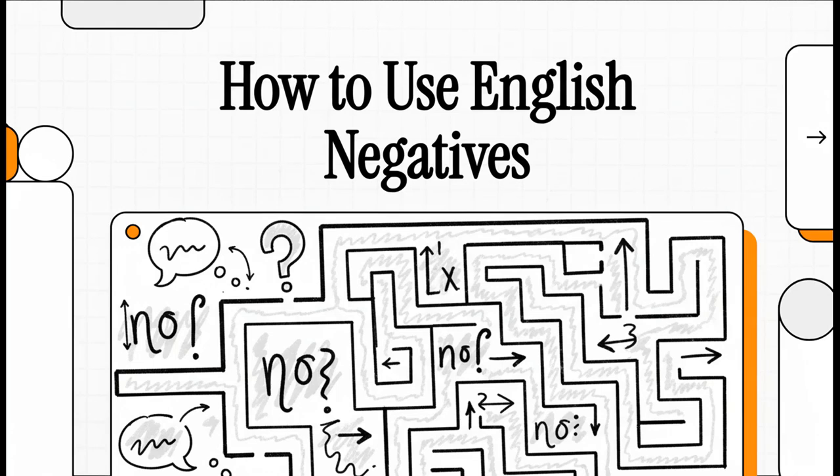Ever feel like English negatives are a total maze? You've got no, not, don't, doesn't, and it's so easy to get them mixed up. It's a super common problem, but don't worry. In this explainer, we are going to break down the simple rules that'll make you a pro with negatives. Ready? Let's jump right in.